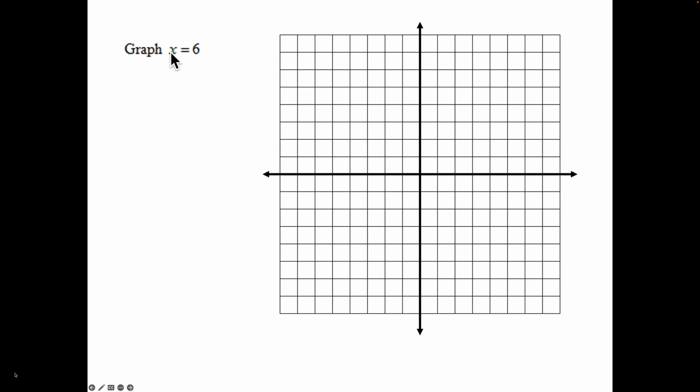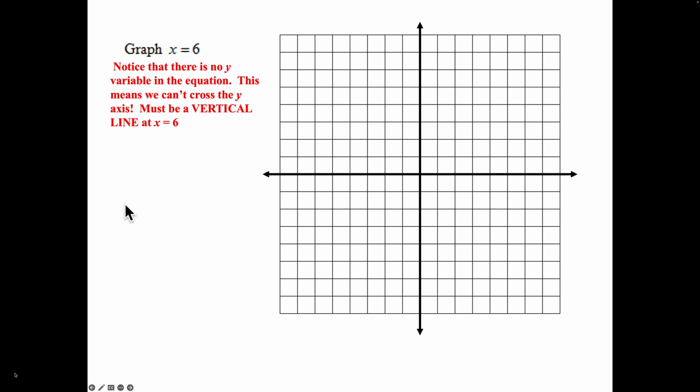All right, if you were asked to graph x equals 6, notice there's no y in the equation. Since there's no y variable in the equation, your line cannot cross the y-axis. So it has to run parallel to the y-axis. So I would go out to 1, 2, 3, 4, 5, 6 on the x-axis and draw a vertical line. Now keep in mind, if x equals 0, you're graphing the y-axis. I can put my line over it, but it didn't cross it.